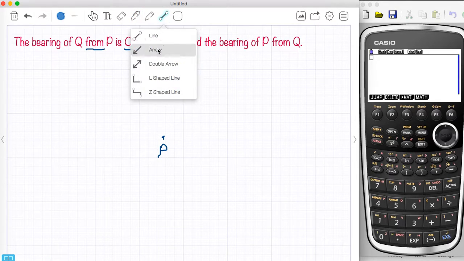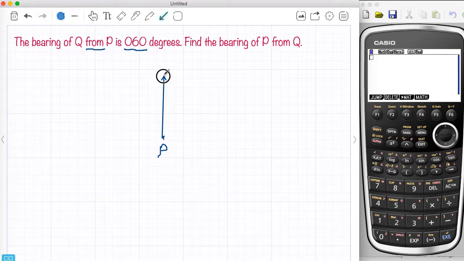Remember what I did next? I drew a line that went north, nice little arrow. I then come around 60 degrees to Q, so roughly 60 degrees, and again it doesn't have to be accurate. 60 degrees is about that, and I go to Q, and let me just label that as 60 degrees. Okay, so I've drawn a diagram similar to the first one, and that's taken care of the first sentence.